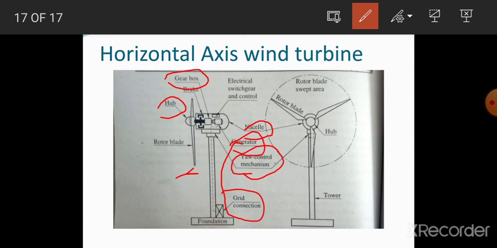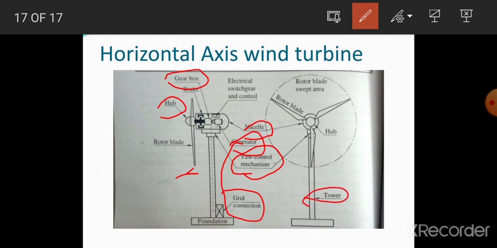Then there are brakes. Brakes are used to stop the rotor when power generation is not desired, meaning when it is not required. In emergency stop, it activates the hydraulic disc brakes fitted to the high speed shaft of the gearbox.